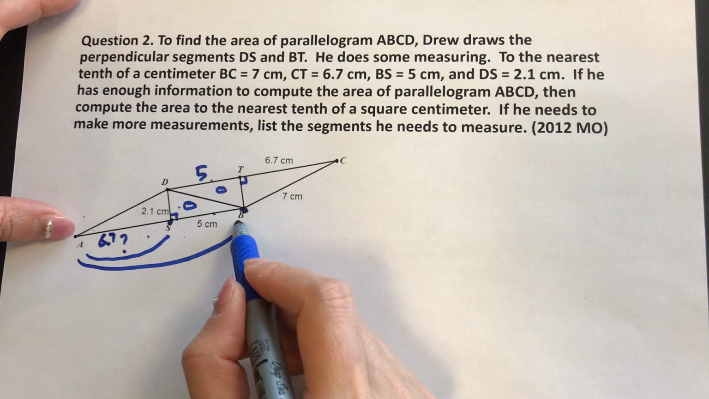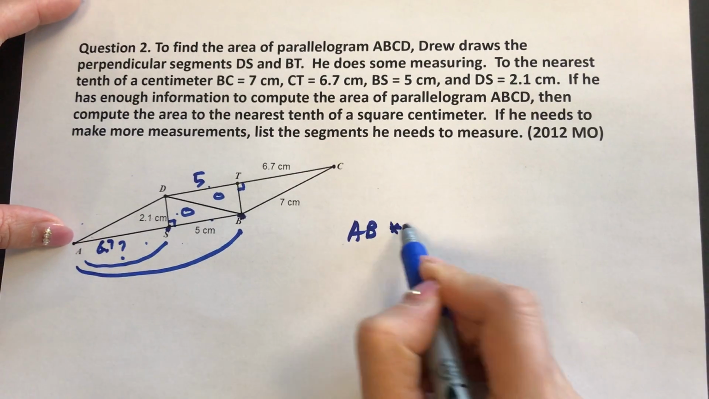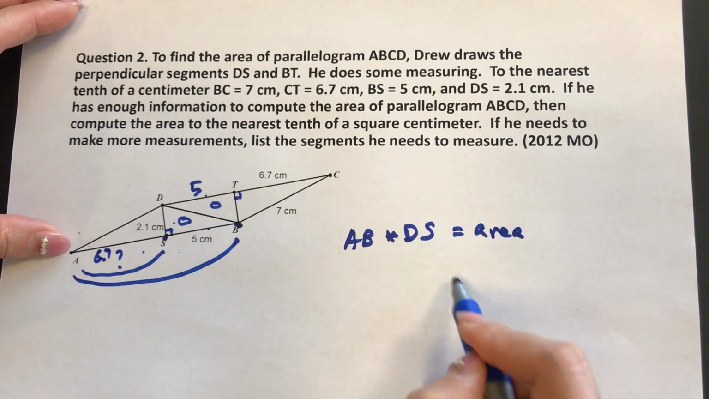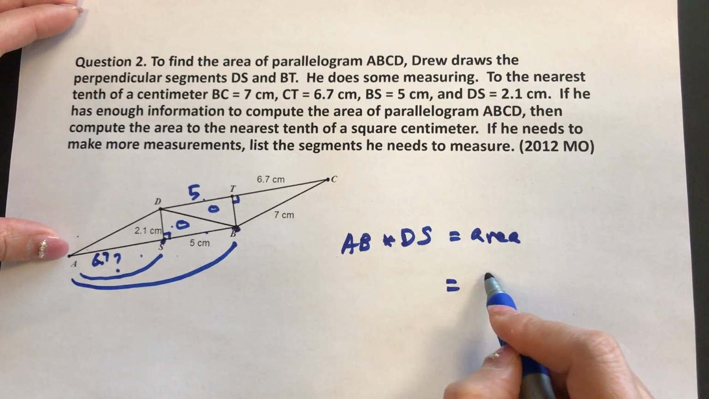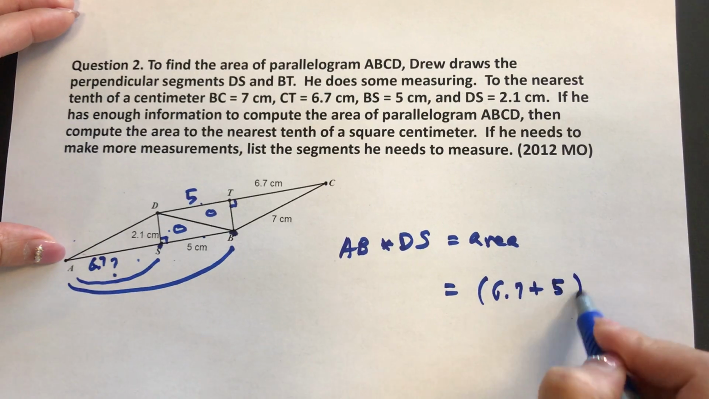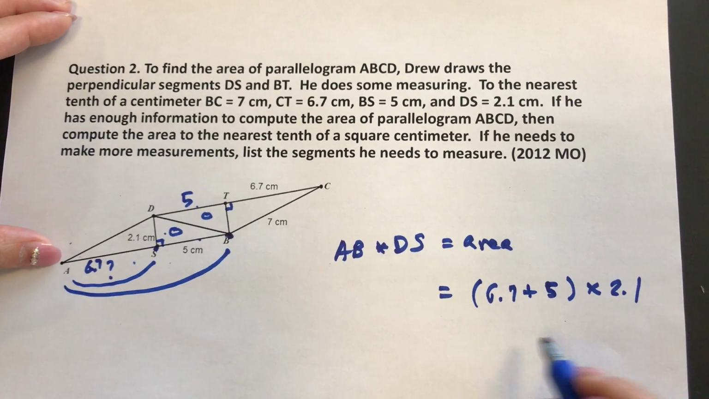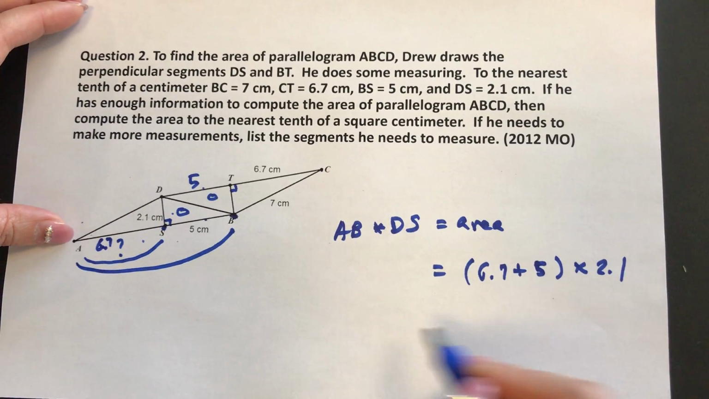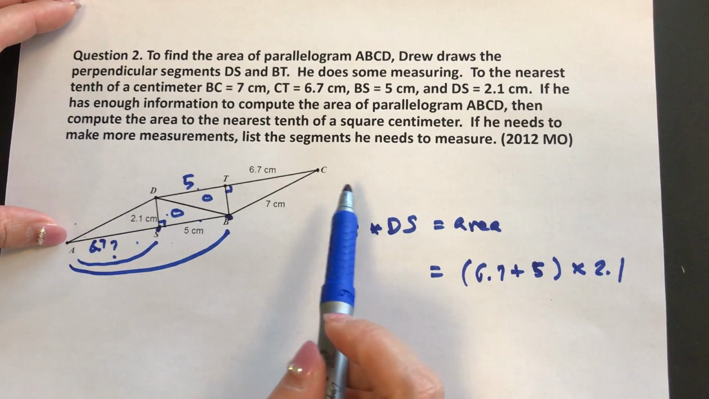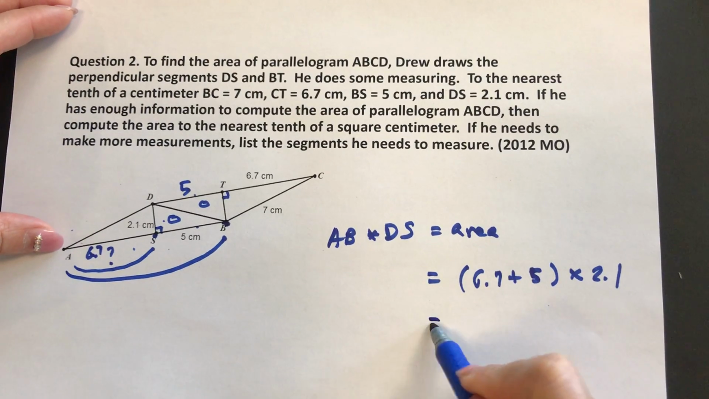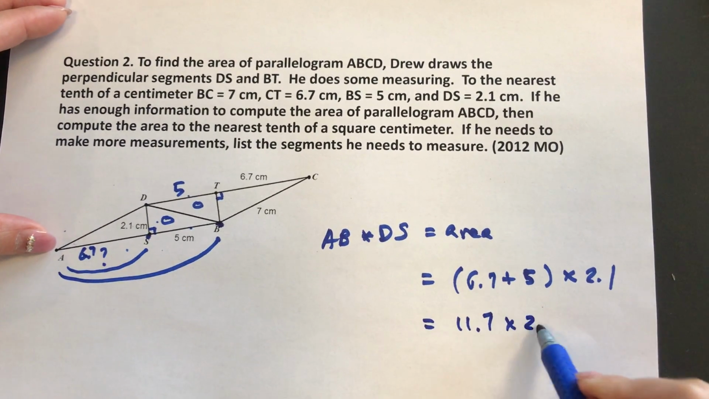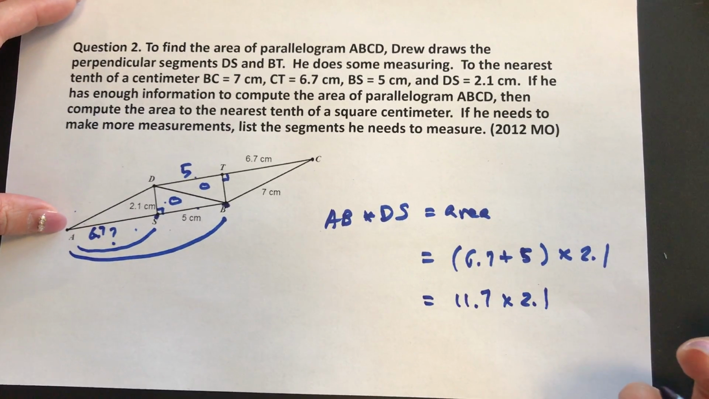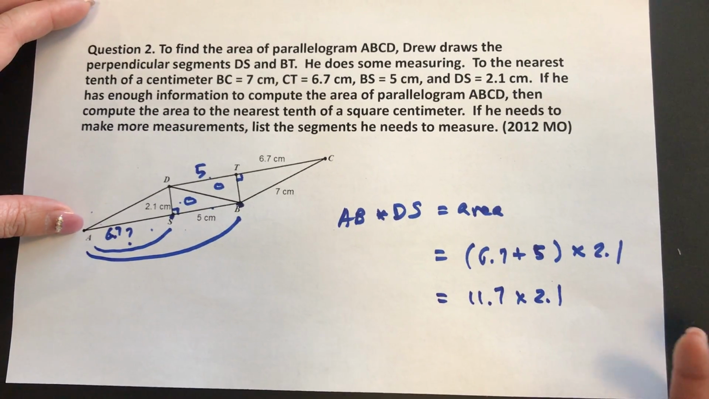So now we know the length of AB multiplied by the height, corresponding height, DS. That would give us the area. So that is 6.7 plus 5 multiplied by 2.1. And the students can carry this one out. So we have this multiplication, so you have to round it to the 10th place. So 11.7 multiplied by 2.1. One can imagine that after the decimal place, there were 2 digits. You've got to round the hundredths place to the 10th place.